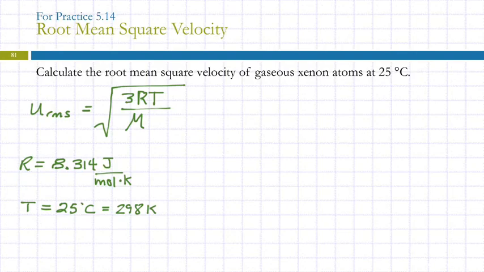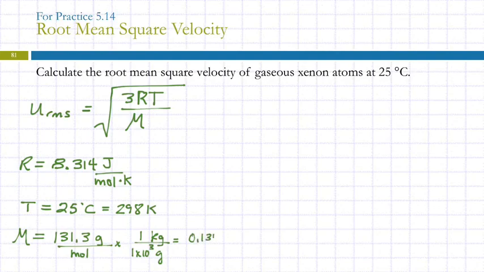And then we need the molar mass of xenon, and it needs to be in kilograms per mole. So for xenon, all we have to do is look at the periodic table. The periodic table tells us it's 131.3 grams per mole. But we need that to be kilograms, so we have to convert that. You may or may not need to do this all written out like this. So I want kilograms. I want to get rid of the grams. 1 kilogram is 1 times 10 to the third grams. And so this is 0.1313 kilograms per mole.